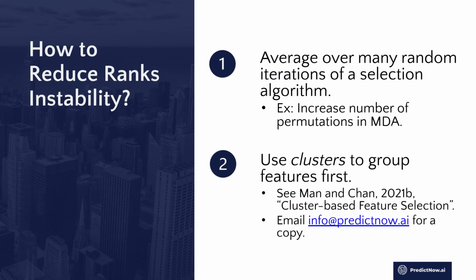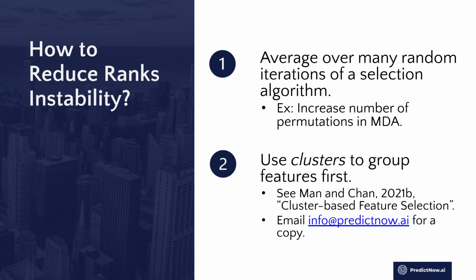Okay, so as Dennis has suggested, one way of reducing this instability is to average over many iterations at different levels of the algorithm. You can increase the number of permutations in MDA, increase the number of samplings in LIME, and increase the number of permutations in SHAP, and so on and so forth. That takes a lot of computation, as I said.